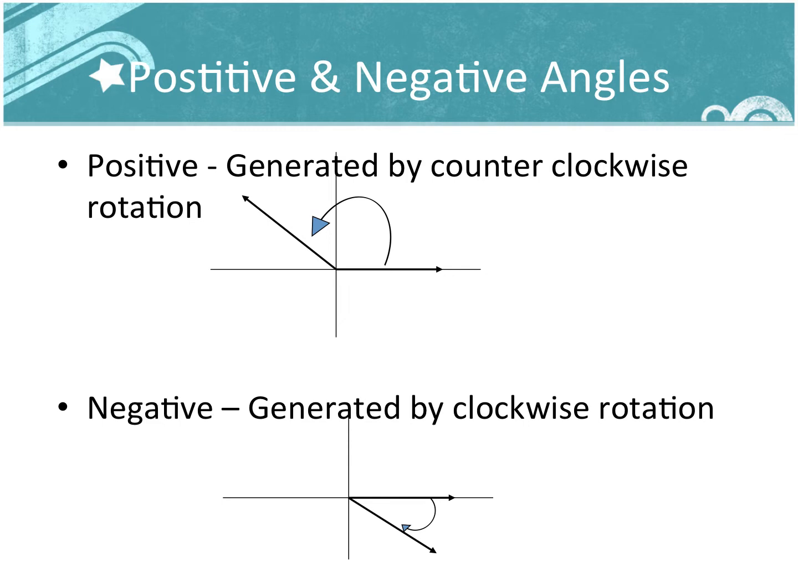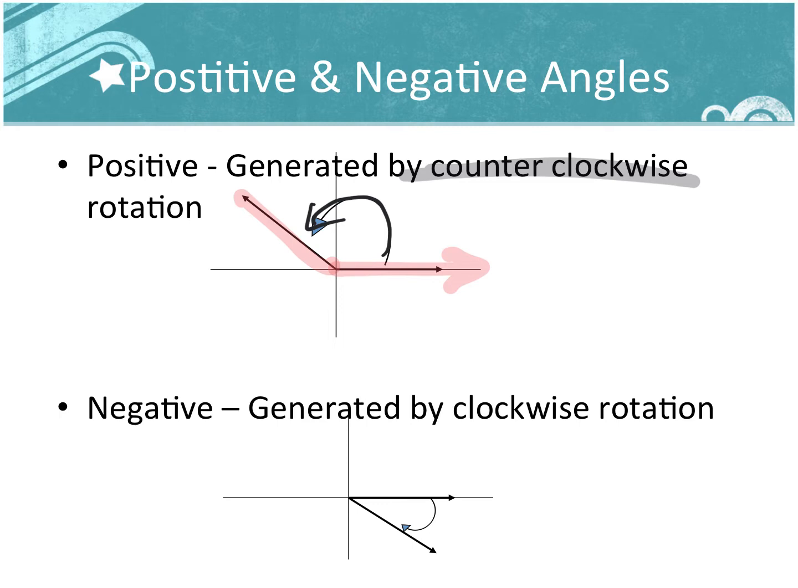A positive angle is generated by going counterclockwise. So we would start at my initial side on the right-hand side of the x-axis, and then the arrow would go in the counterclockwise direction, and then this would be your terminal side. So that's a positive angle, okay? That's around, I don't even know, like 120 degrees would be an approximation of that angle.